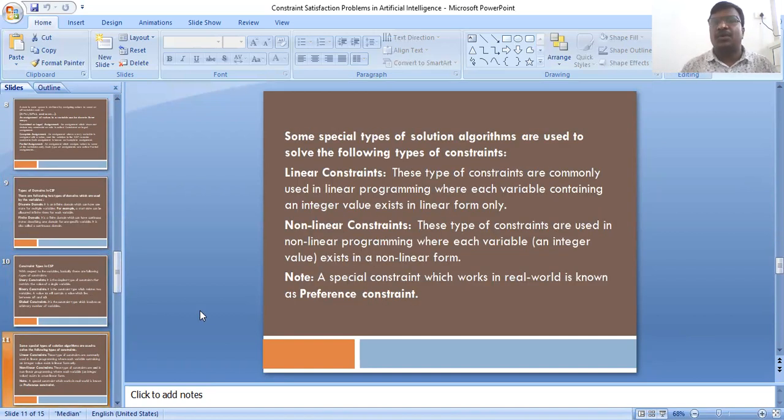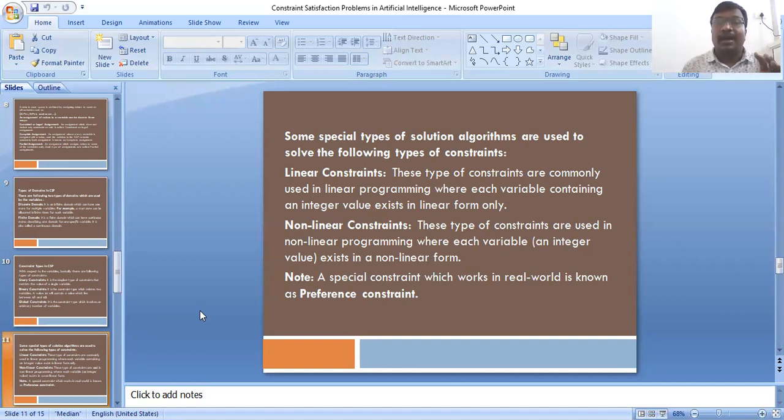Some special types of solution algorithms are used to solve some types of constraints. What are they? First, linear constraints. This type of constraint is commonly used in linear programming, where each variable containing an integer value exists in linear form only.